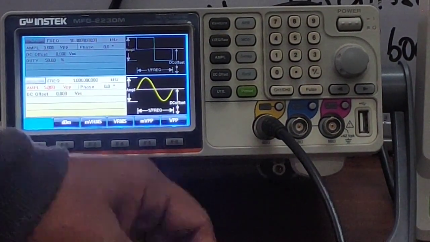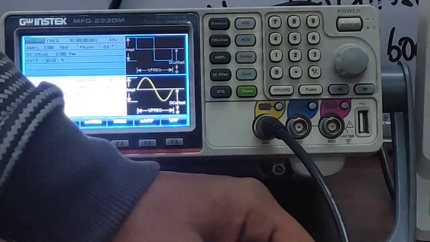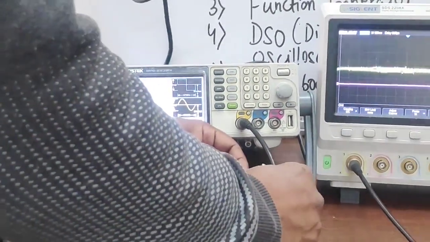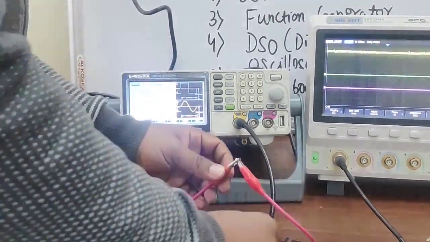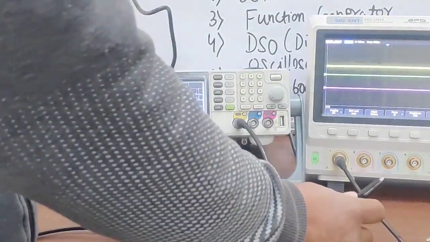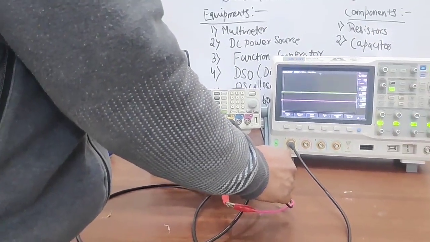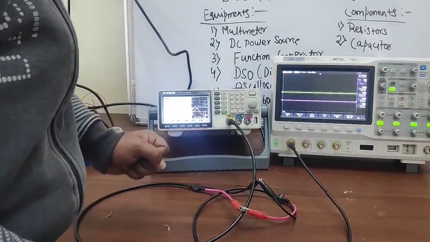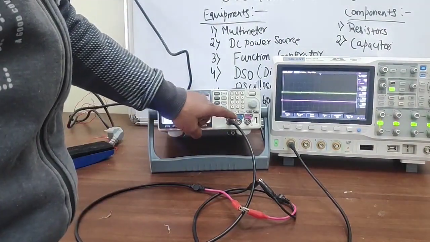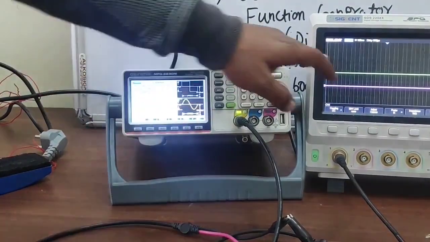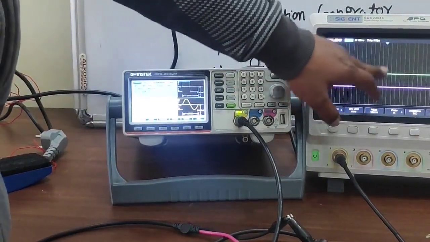Firstly, I am going to connect the positive end of the DSO to the positive end of my function generator, and the negative end of my DSO to the negative end of the function generator by this probe wire. Now I am going to switch on my output. So just check it here, some kind of wave is coming.